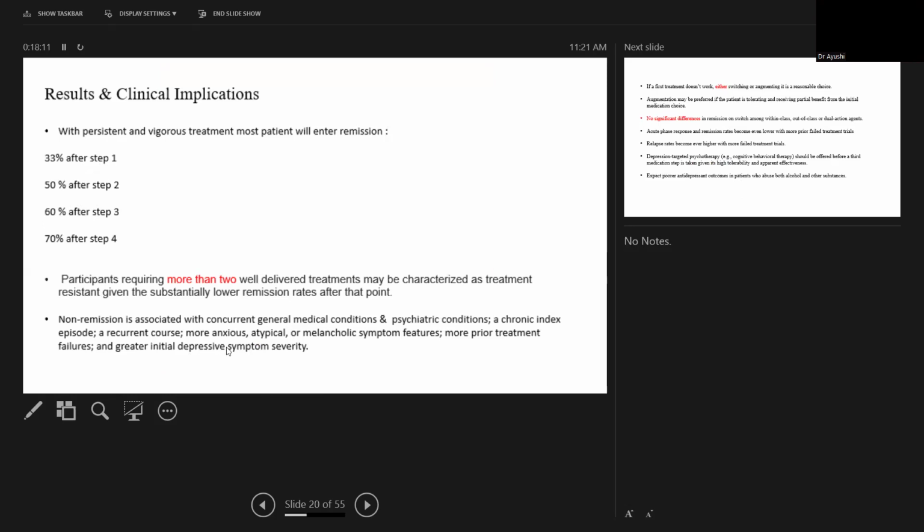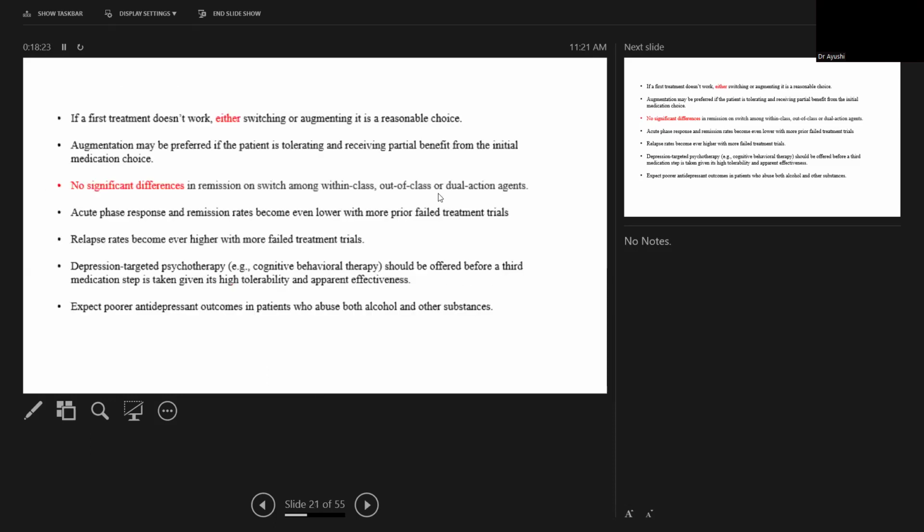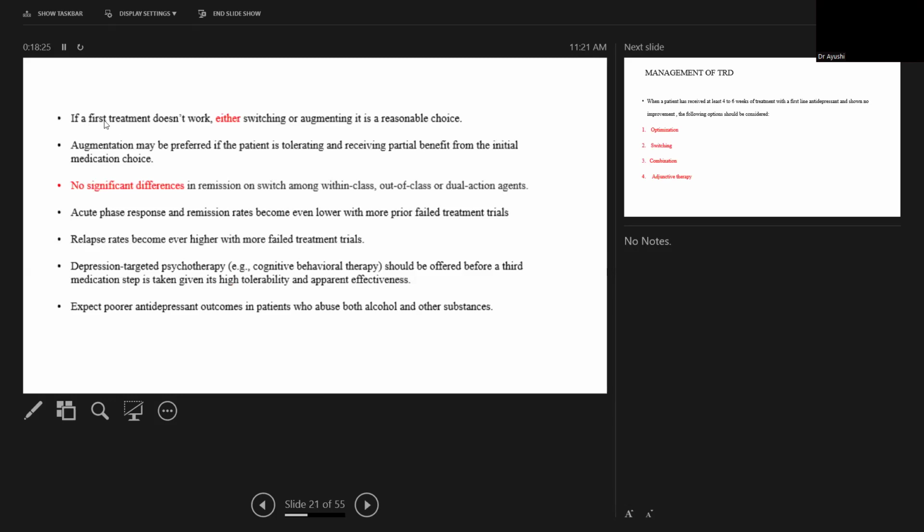The non-remission was associated with various medical conditions, psychiatric conditions, chronic index episode, recurrent course, more anxious, atypical, and melancholic symptoms, more prior treatment failure, and greater initial depressive symptom severity. If the first treatment doesn't work, either switching or augmentation was a reasonable choice, but augmentation can be preferred in the patient tolerating and receiving partial benefit from the initial medication.